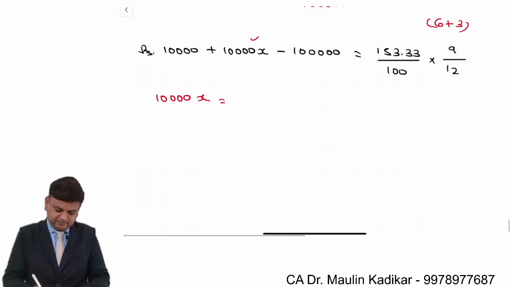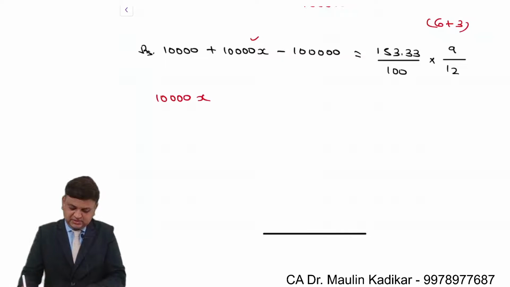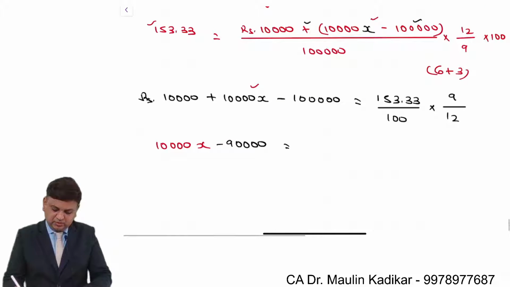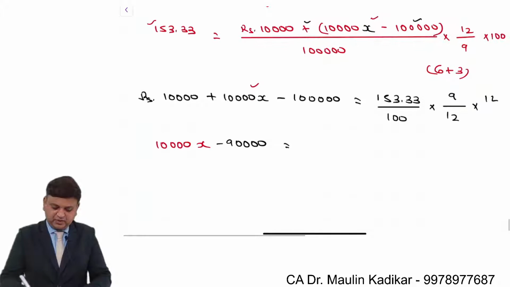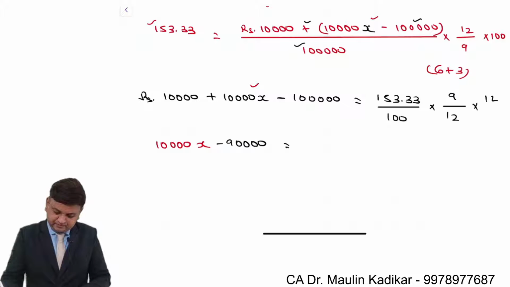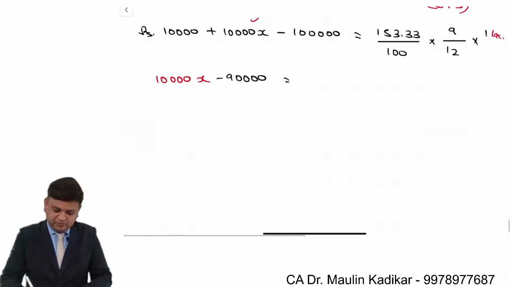So here it is 10,000 x minus 90,000 is equal to 1.15. Oh, sorry, I forgot to multiply this 1 lakh. Okay, this 1 lakh is supposed to be multiplied. So 153.33 into 9 into 1 lakh, divided by 100 divided by 12. That comes to 1,14,997.50.